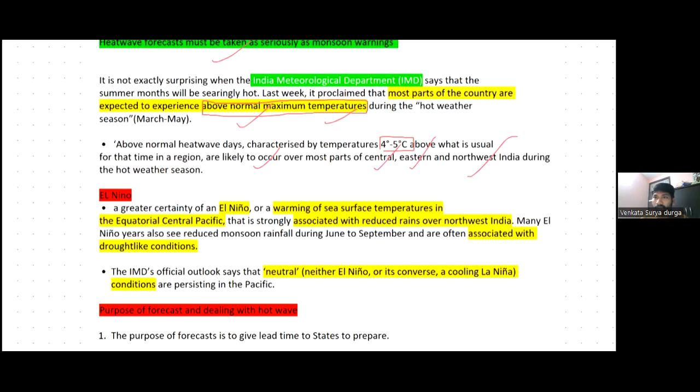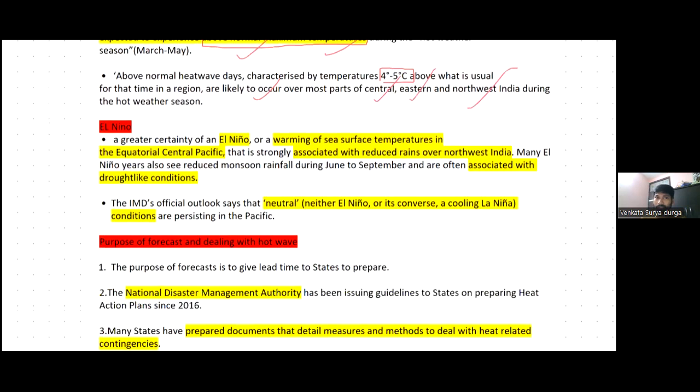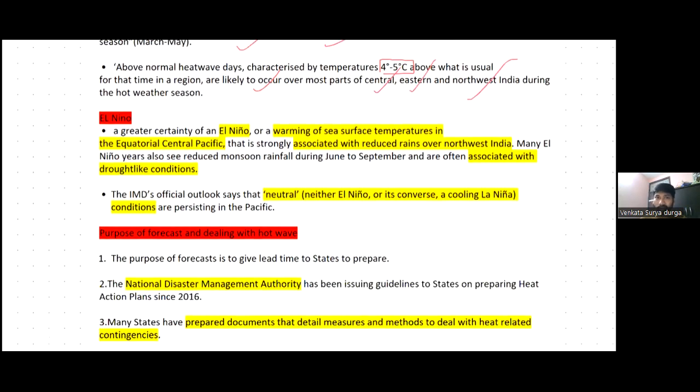In this article, El Nino is also discussed. So what is an El Nino? El Nino is a warming of sea surface temperatures in the equatorial central Pacific Ocean, right? That is strongly associated with reduced rains over northwestern India. If there is a presence of El Nino, there will be significantly less rain over northwestern India.